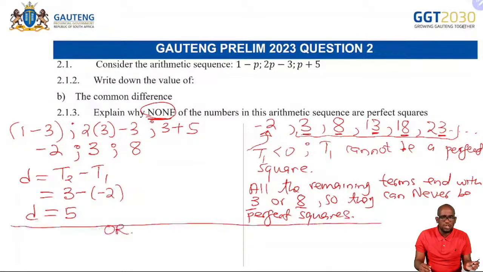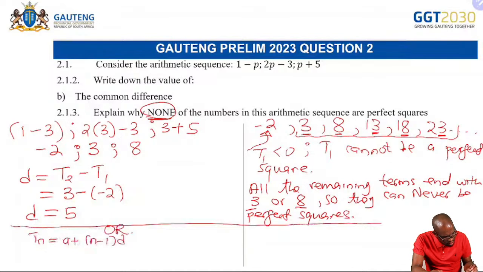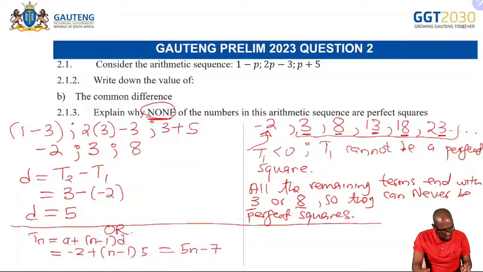Alternatively, what you can do is generate the nth term of this sequence. The nth term is generated using a plus n minus 1 d, which means that to generate the nth term, a is minus 2 plus n minus 1, d is 5. This would simplify to 5n minus 7. This is the nth term.